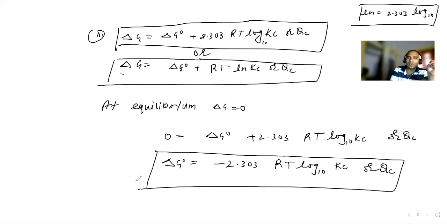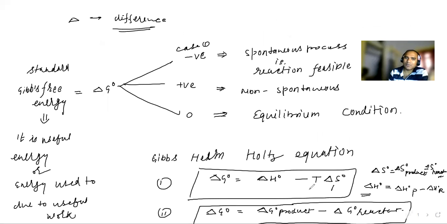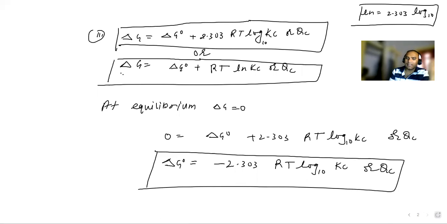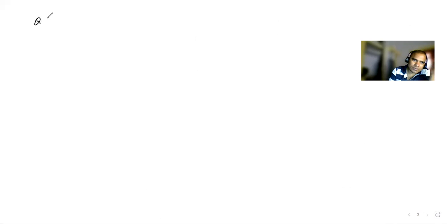So let us try to solve the problem based on all three formulas together. I mentioned for the Gibbs free energy, delta G naught is equal to delta H minus T delta S. Second, this is the Helmholtz equation. Second one is delta G naught, product minus reactant for the reaction. Delta S, which you studied last class, is product minus reactant. Delta H also, from last class, is product minus reactant. So we are going to solve. Can I erase this one? Yes. Thank you. So here I am writing the question.